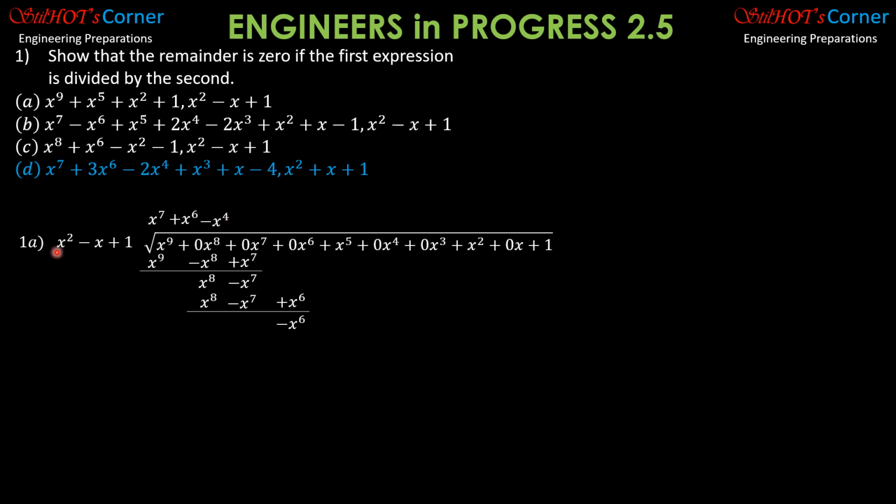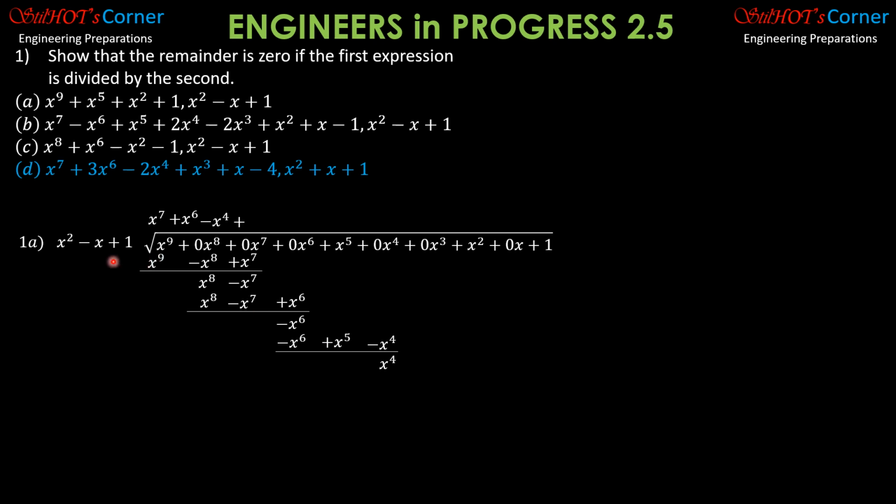Negative x to the 4th times x squared is negative x to the 6. Negative x to the 4th times negative x is positive x to the 5. Then negative x to the 4th times 1 is negative x to the 4th. Subtract again. So negative x to the 6 will be eliminated, 0. Then x to the 5 minus x to the 5, 0. 0x to the 4th minus negative x to the 4th is positive x to the 4th.